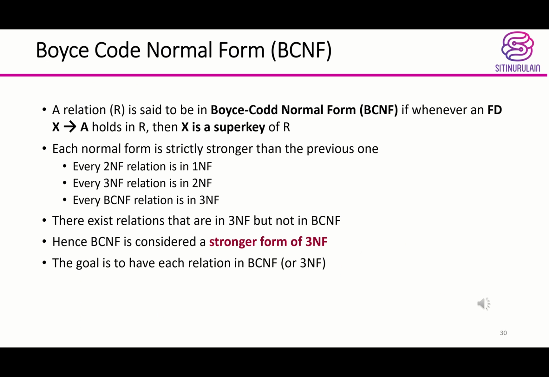A relation R is said to be in Boyce-Codd normal form, BCNF, if whenever a functional dependency X determines A holds in R, then X is a superkey of R. Each normal form is strictly stronger than the previous one. Every 2NF relation is in 1NF. Every 3NF relation is in 2NF. Every BCNF relation is in 3NF. There exist relations that are in 3NF but not in BCNF. Hence BCNF is considered a stronger form of 3NF. The goal is to have each relation in BCNF, or 3NF.